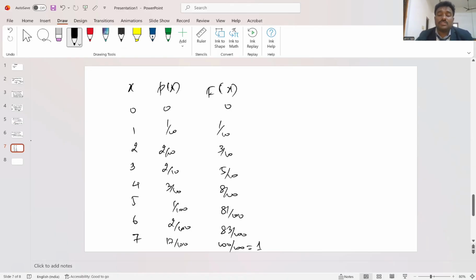So always remember that this 1 should be your final distribution value. Distribution value means we are adding up to the given value. So whenever you take the final value, it should be equal to 1, because that is the probability function, right?